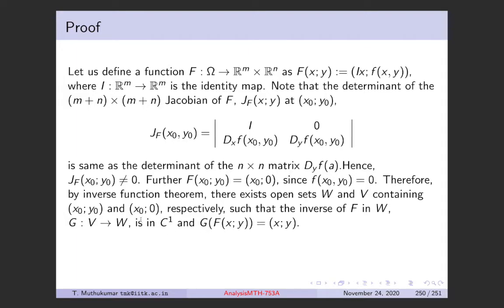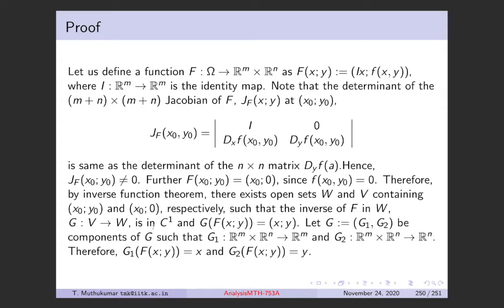And to apply the inverse function theorem, all the hypotheses of the inverse function theorem are satisfied, which is what we have verified here. The Jacobian at this point is non-zero, and the image of that point is x naught comma 0. So whatever was a there is x naught comma y naught here, and this is f of a in our case.